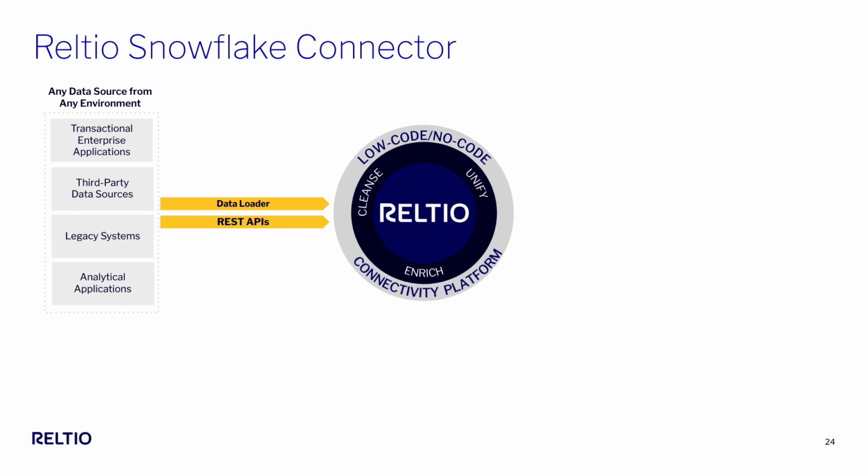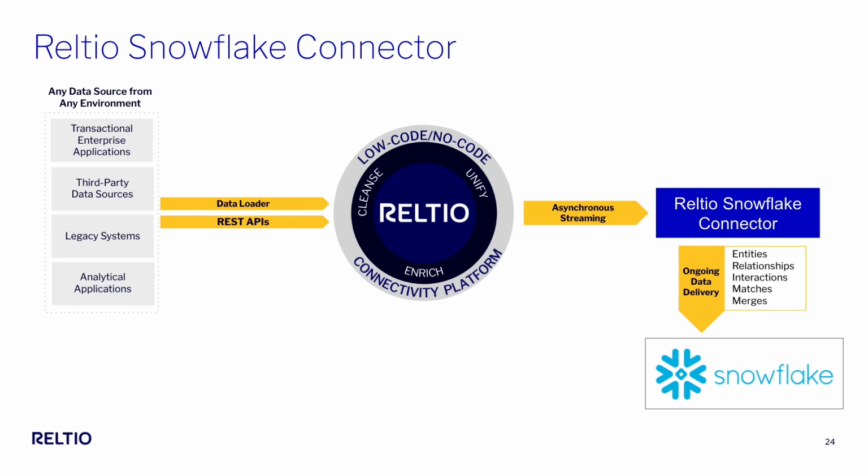This trusted and unified data is then exposed via powerful REST APIs for real-time, near real-time, and batch-based use cases to support various business outcomes. The Reltio Snowflake connector leverages the asynchronous event-based output from Reltio to continuously deliver data about entities, relationships, interactions, matches, and merges to your Snowflake instance. The data is delivered to Snowflake in JSON format, where it can then be flattened out as needed in your queries.